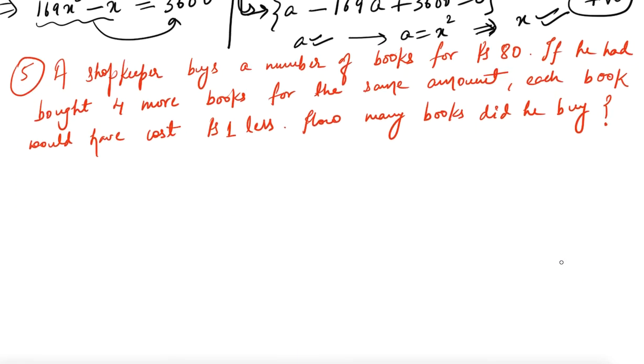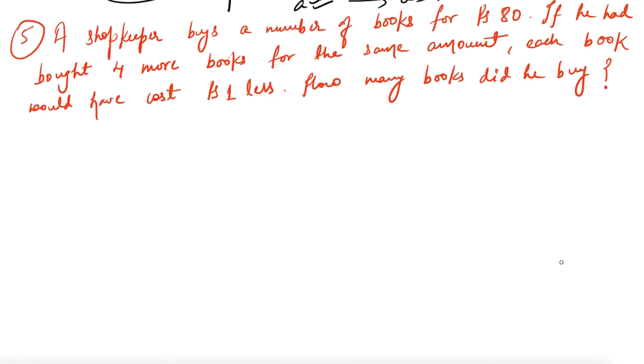So we'll see one last problem in the word problems, and let us see how to approach this question. A shopkeeper buys a number of books for rupees 80. Okay, so the total amount that he is spending is rupees 80 for purchasing a number of books. So the first unknown I can see from here only: the number of books. Okay, so let the number of books he purchased be n.